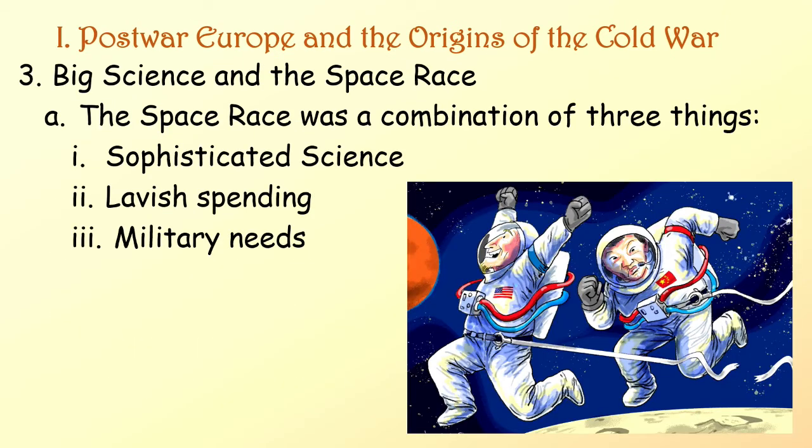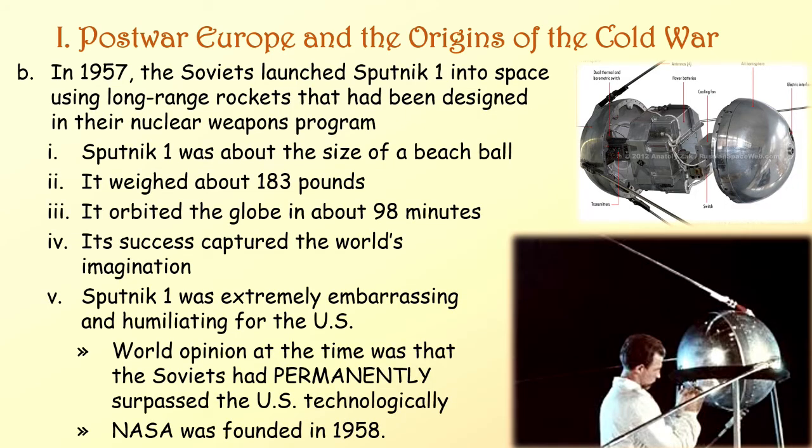Big science and the space race. The space race was a combination of three things: sophisticated science, lavish spending, and military needs. In 1957, the Soviets launched Sputnik 1 into space using long-range rockets that had been designed in their nuclear weapons program. Sputnik 1 was about the size of a beach ball. It weighed about 183 pounds. It orbited the globe in about 98 minutes. And its success captured the world's imagination.